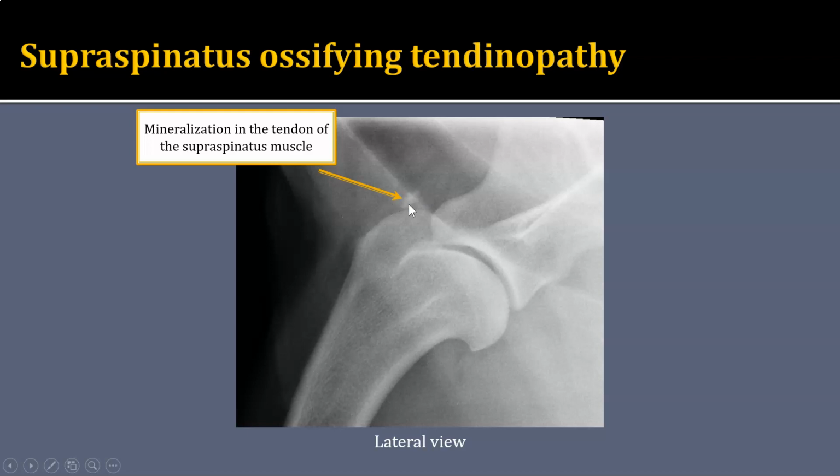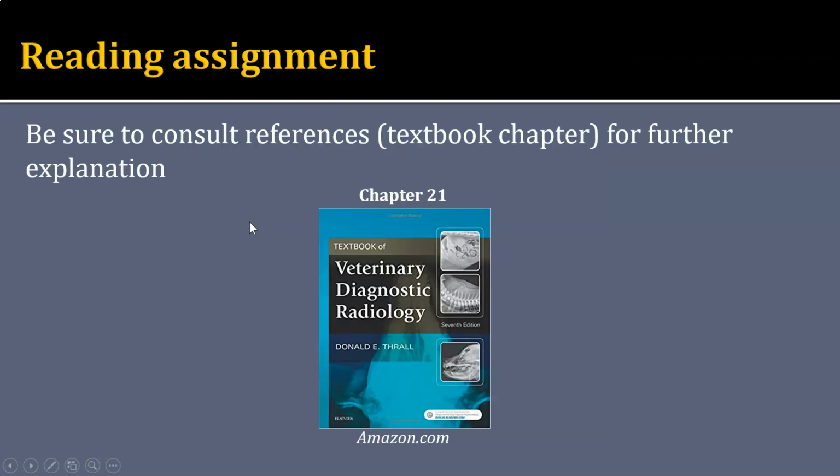And so this is a different disorder that can occur at the same time as biceps tendinopathy or occur separately, and that is supraspinatus ossifying tendinopathy. Both of these disorders can lead to shoulder lameness. The textbook that I've listed here, chapter 21, does provide limited additional information if you would like to see another example and read a little bit more about degenerative joint disease affecting the shoulder and degenerative joint disease affecting the stifle.